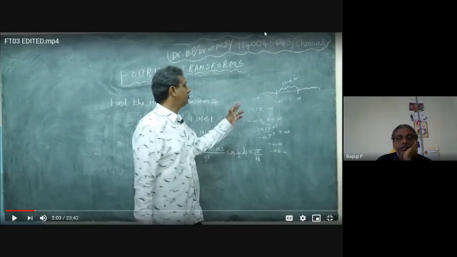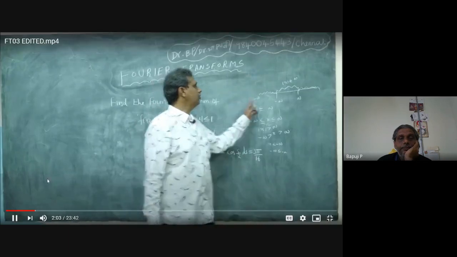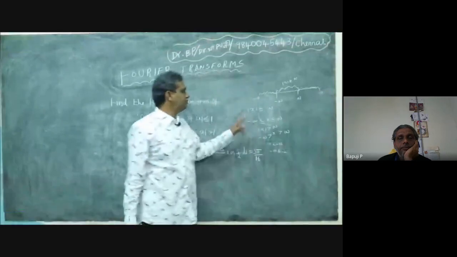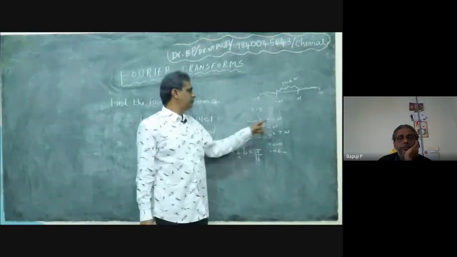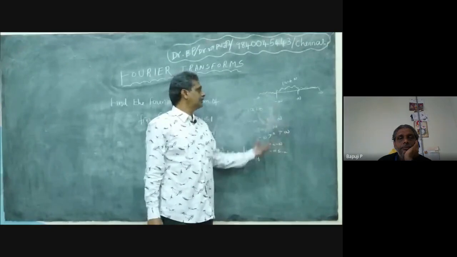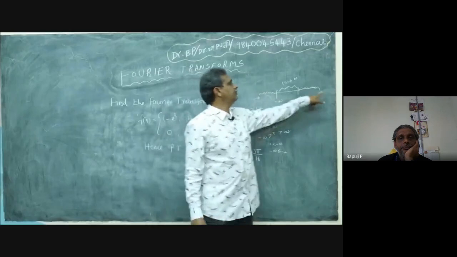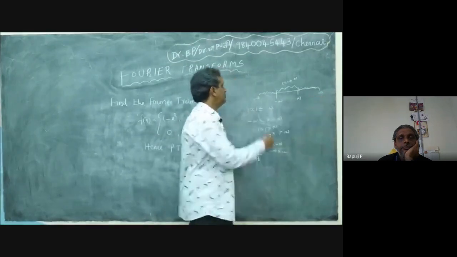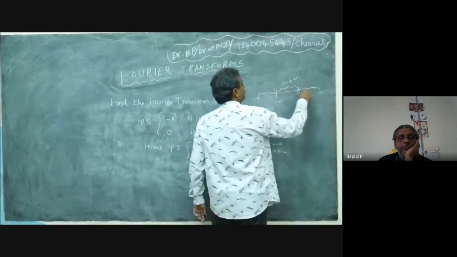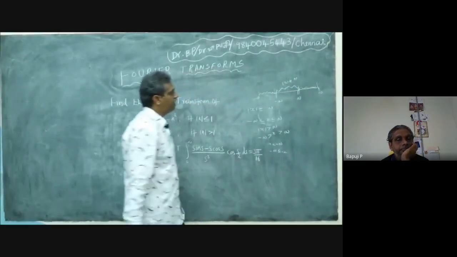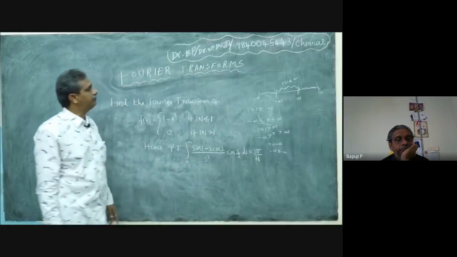Just see, one minute. Whole domain I covered actually. Mod x less than or equal to a means my x lies between minus a to a. Mod x greater than a means minus infinity to minus a, then a to infinity. So the whole domain I am covering. Okay, happily I can do the Fourier transform.